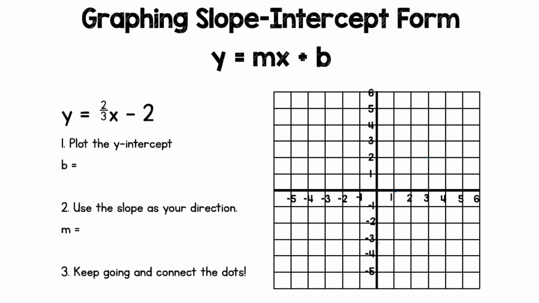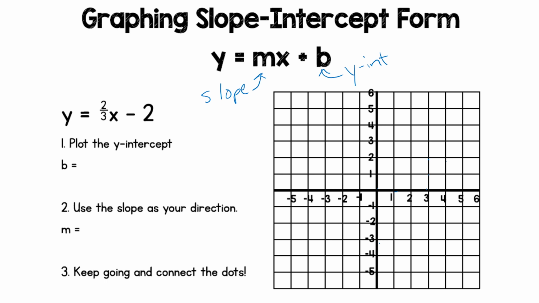All right, graphing in slope-intercept form, which is your y equals mx plus b form. Your m is your slope, and your b is your y-intercept, which is why it's called slope-intercept form. We're going to use those two things to plot and graph our line. This is a refresher from middle school.